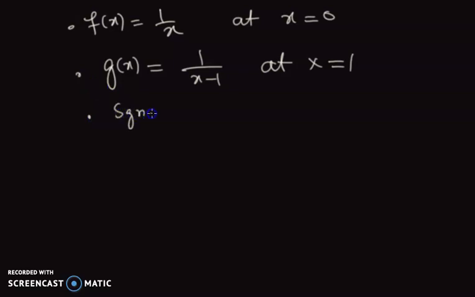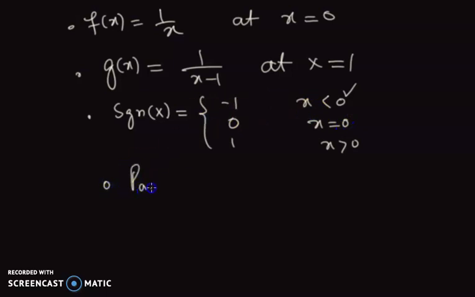The sign function, if you recall, sign of x says minus 1 when x is less than 0, 0 when x is 0, and 1 when x is greater than 0. You can check its graph. It is discontinuous at 0, so it is not differentiable at 0.